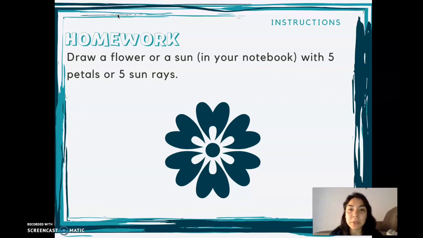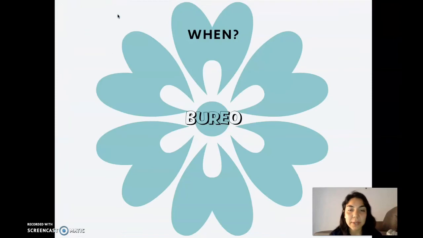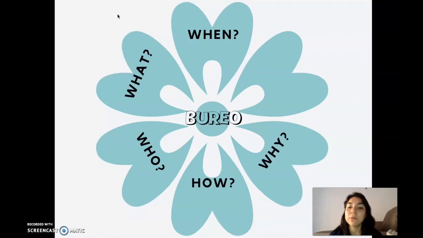This is going to be today's homework. You're going to draw a flower or a sun, and you're going to draw 5 different rays, like 5 different sections of it. This is basically to prove that you understood the reading. It's a comprehension exercise. So the main topic was Burio, and you can answer different WH questions. We already know them, right? When, what, who, how, why, and where.